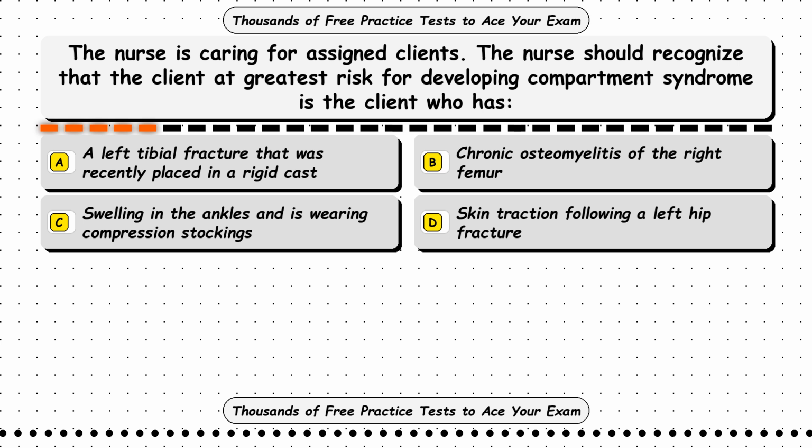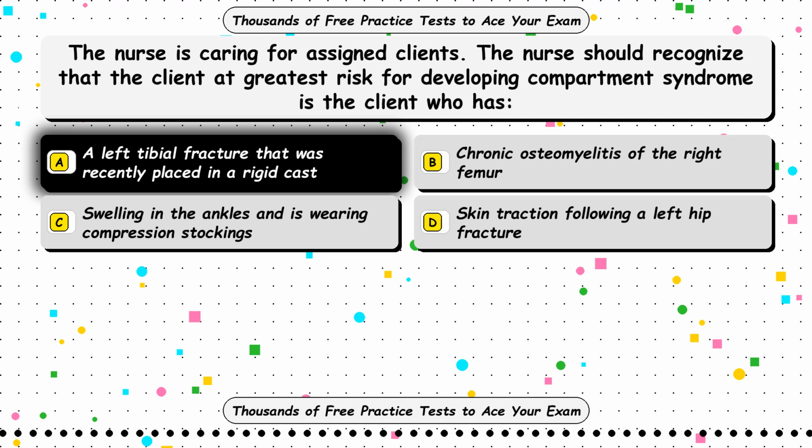The nurse should recognize that the client at greatest risk for developing compartment syndrome is the client who has: Option A, a left tibial fracture that was recently placed in a rigid cast. Option B, chronic osteomyelitis of the right femur. Option C, swelling in the ankles and is wearing compression stockings. Option D, skin traction following a left hip fracture.